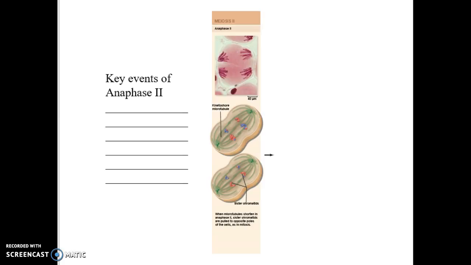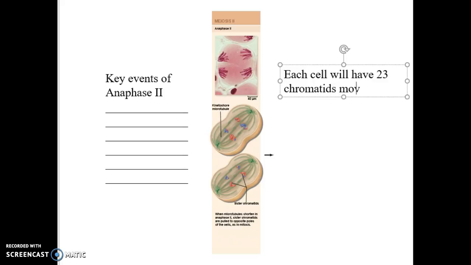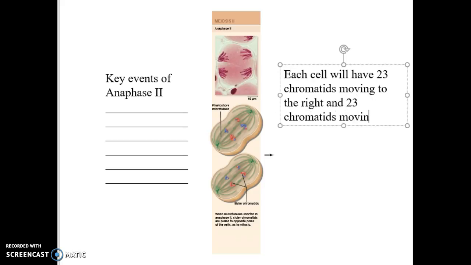So now each cell will have 23 chromatids moving to the right. And 23 chromatids to the left of each cell. Okay, so we're going to have 23 going this way, 23 moving down towards that bottom spindle fiber, and then the same thing in the other cell. So 23 chromosomes have been pulled apart in each cell.